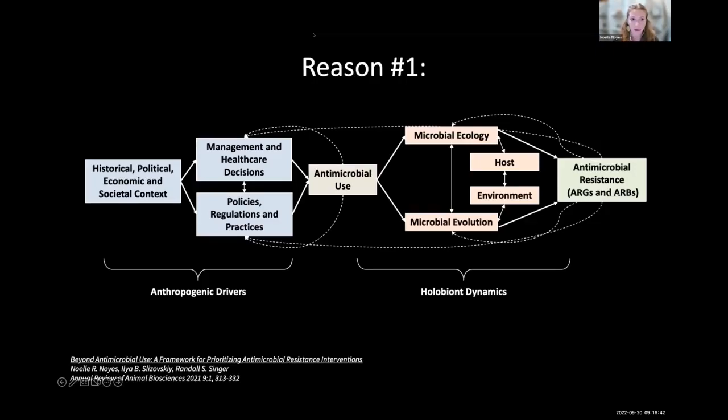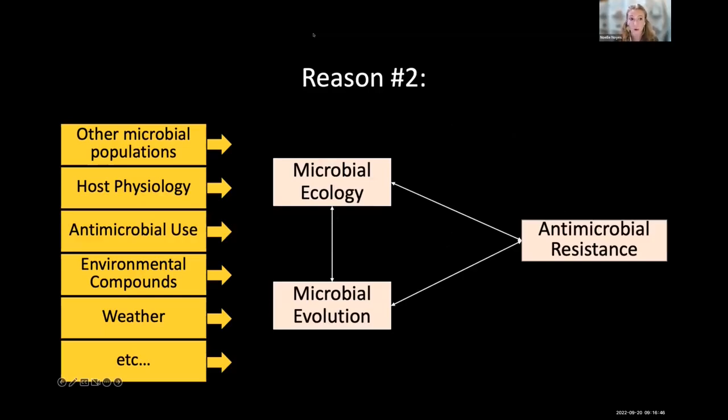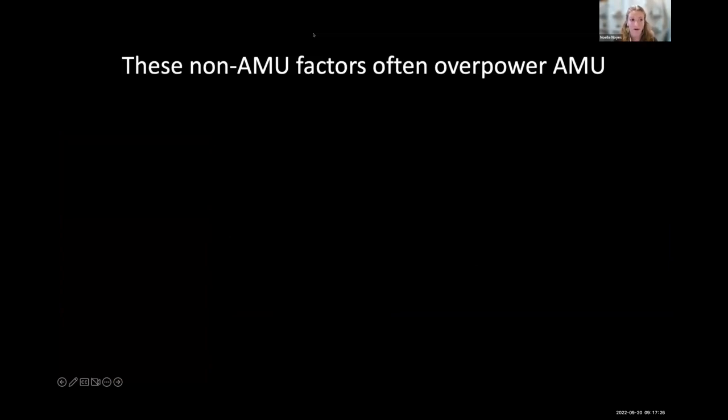I think the second reason is that we're finding out more and more that antimicrobial use is not the only thing that drives resistance from an ecological and evolutionary perspective. There are all of these other mediating factors that also will ultimately dictate whether or not a certain microbial community has a certain resistance profile, whether that profile persists or disappears. On the left-hand side, I'm giving a couple of random examples of things that can impact the ecology and evolution of microbes that then impact resistance. And sometimes within farm production systems, these non-antibiotic use factors can overpower the impact of the use itself.